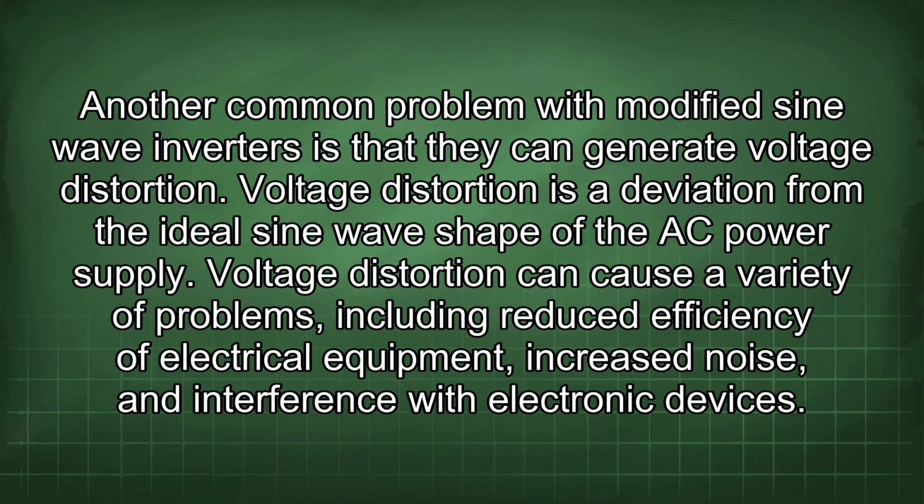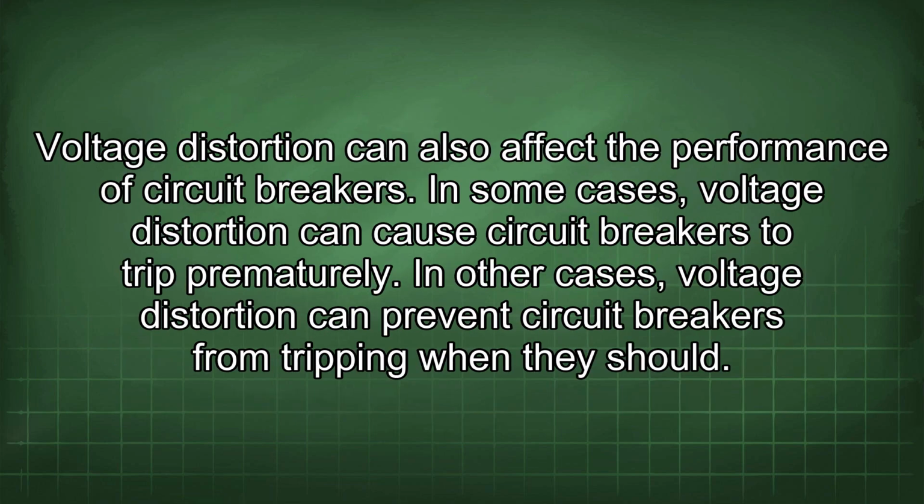Another common problem with modified sine wave inverters is that they can generate voltage distortion. Voltage distortion is a deviation from the ideal sine wave shape of the AC power supply. Voltage distortion can cause a variety of problems, including reduced efficiency of electrical equipment, increased noise, and interference with electronic devices. Voltage distortion can also affect the performance of circuit breakers.